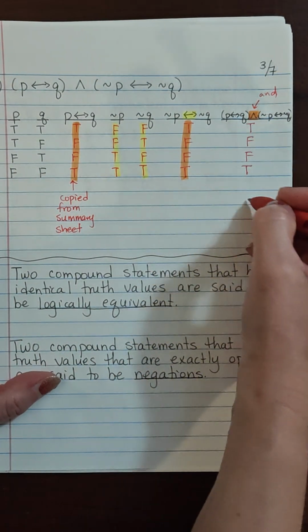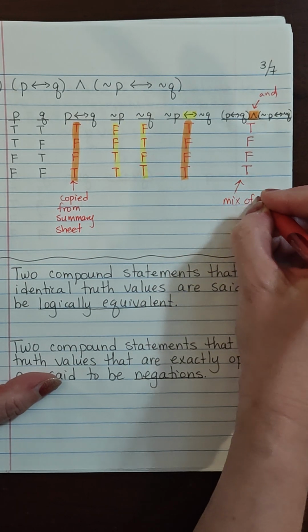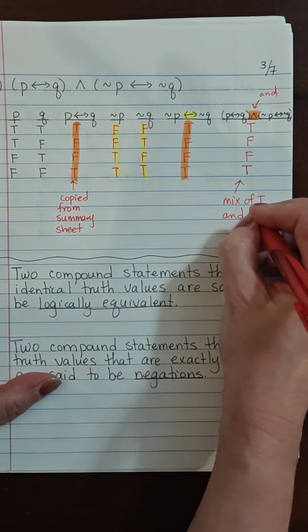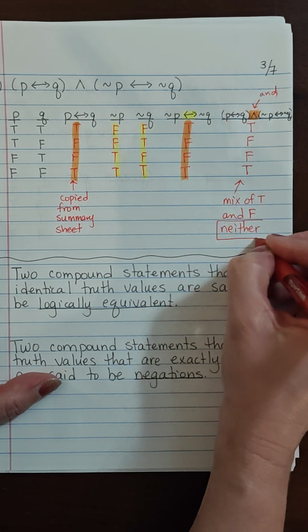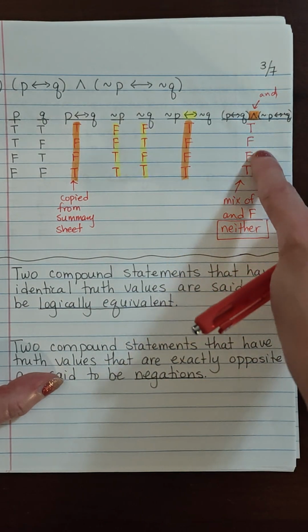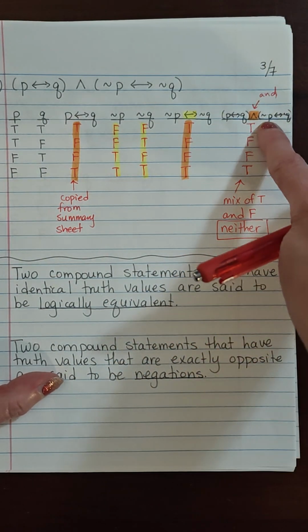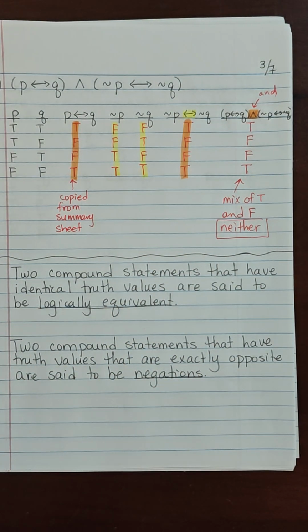Because this is a mixture of trues and falses, it is neither a tautology nor a self-contradiction. A self-contradiction would be straight falses. A tautology would be straight T's. Any mixture is going to be a neither.